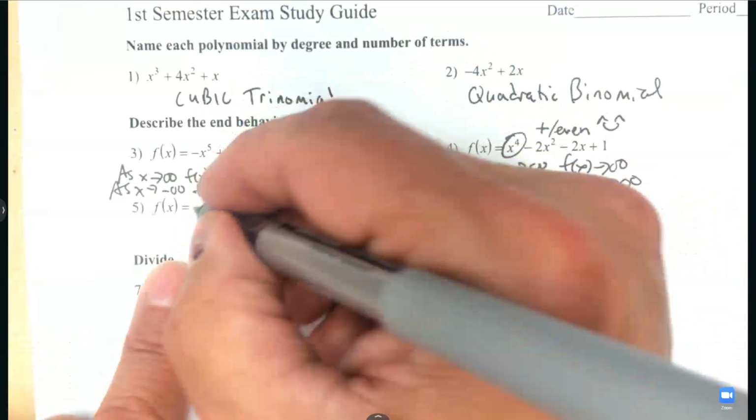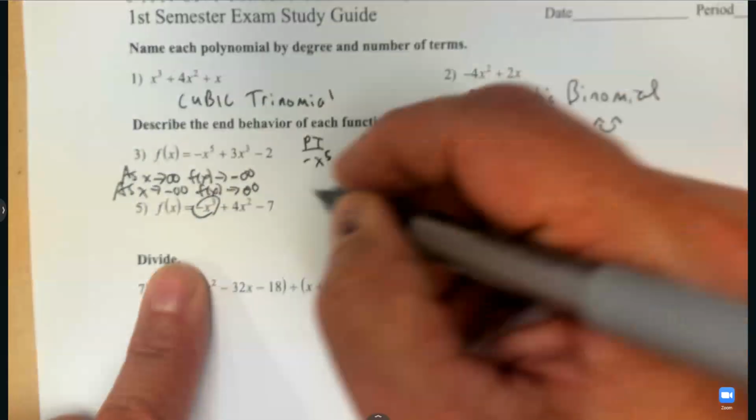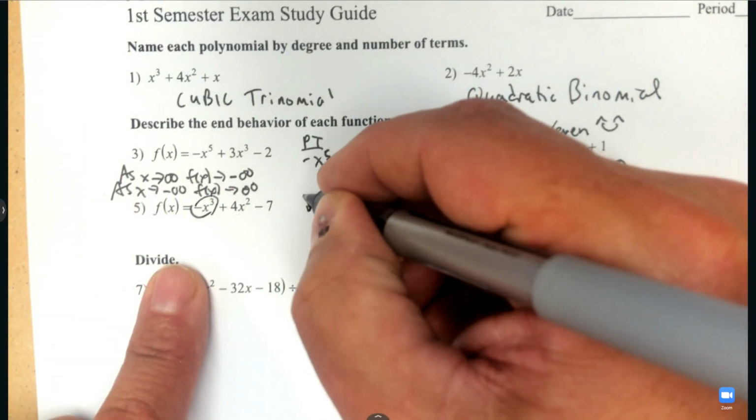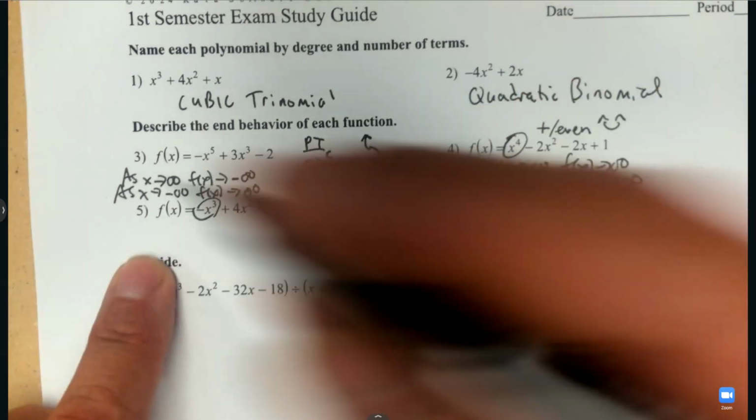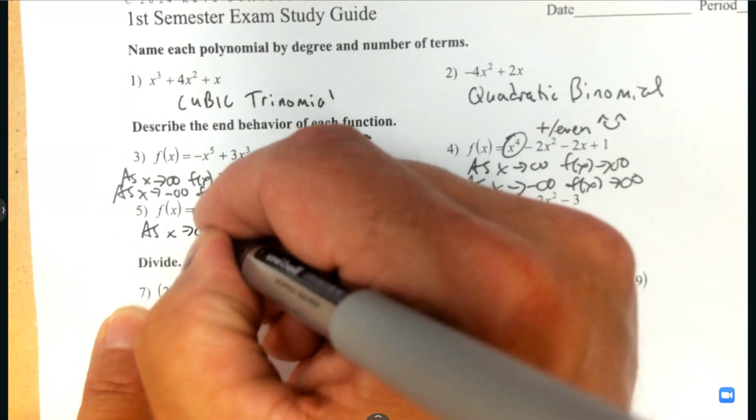Again, identify the power term. It's negative x cubed. So that means the right end goes down, left end up. It's negative with an odd exponent, and we write that through.